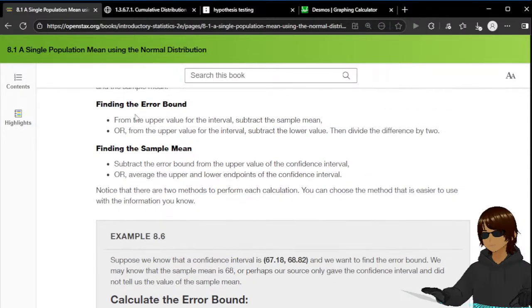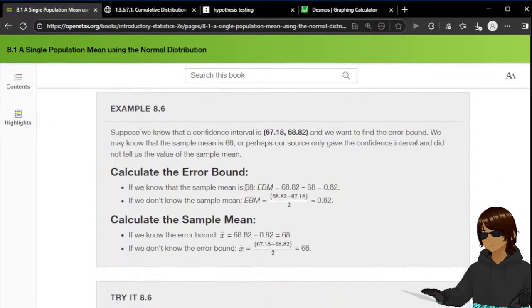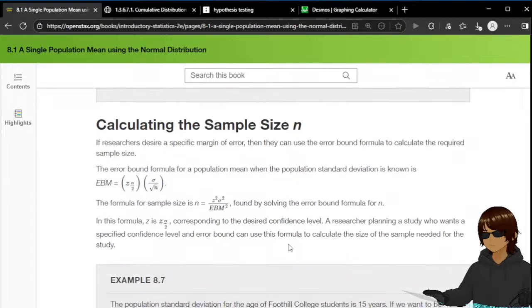But what else are we finding, the error bound? Error bound is 0.28. And the sample mean is 68.